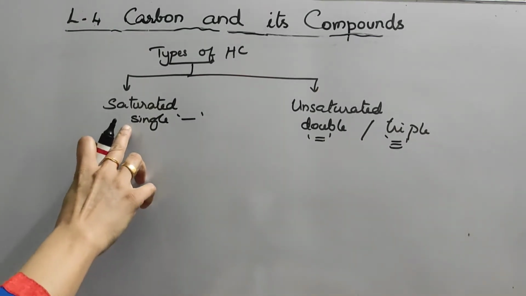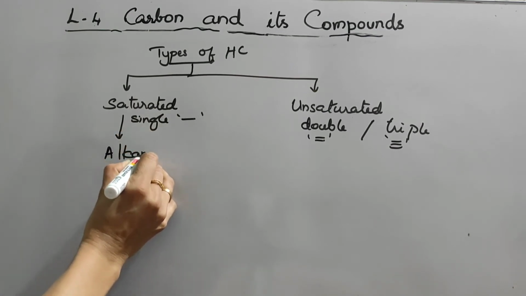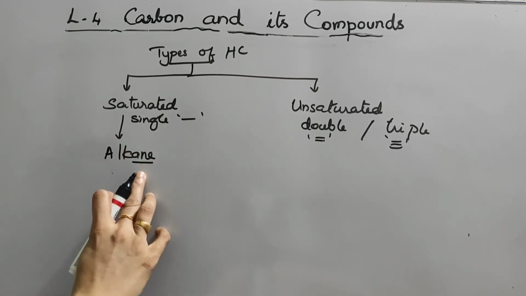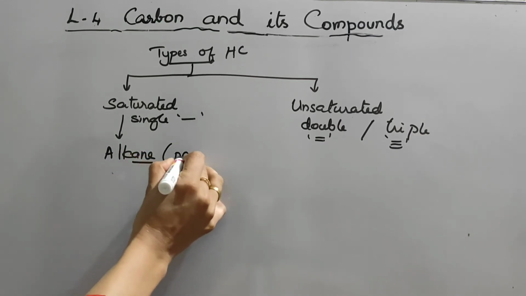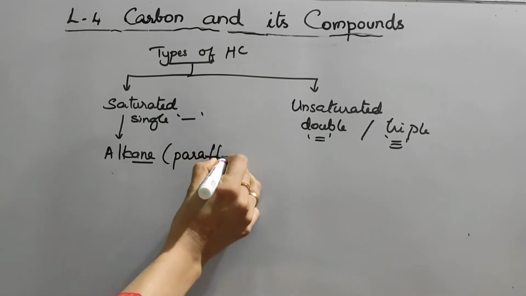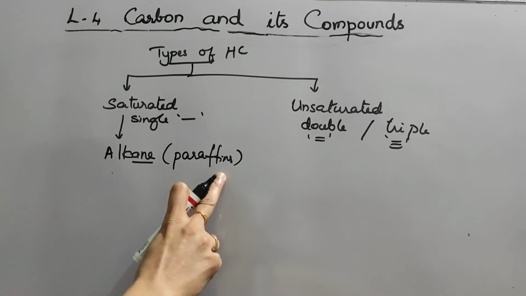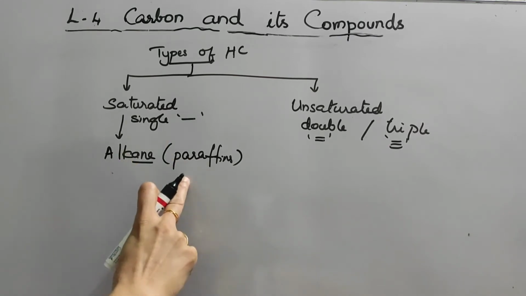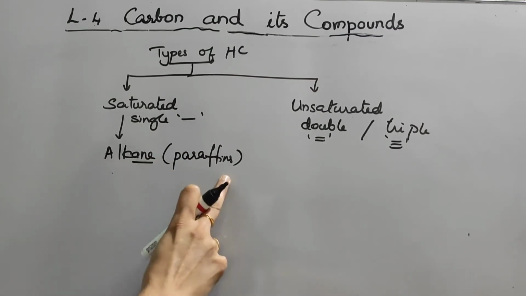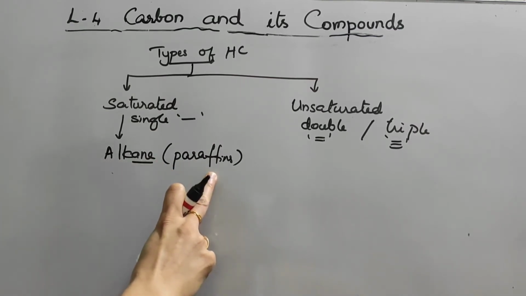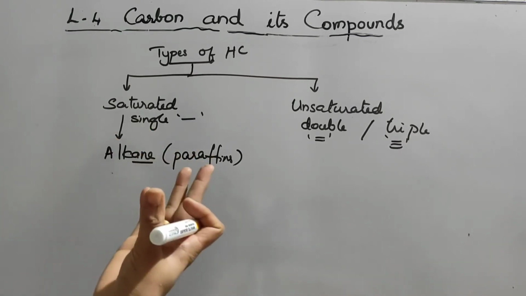Then, the saturated hydrocarbon is also known as alkanes, A-L-K-A-N-E, look at the spelling. Another name for alkane is paraffins. What is the meaning of paraffins? Para means little, affins means reactivity, because they have lesser affinity towards reagents. So we call them paraffins. Simply put, alkanes are not readily active.